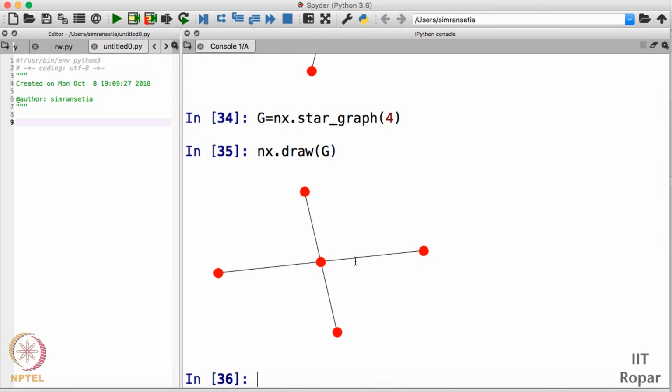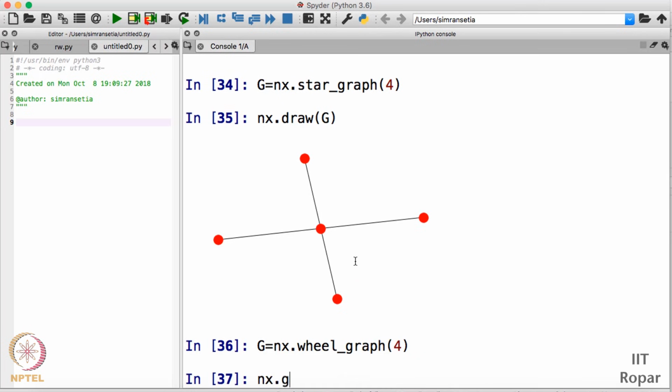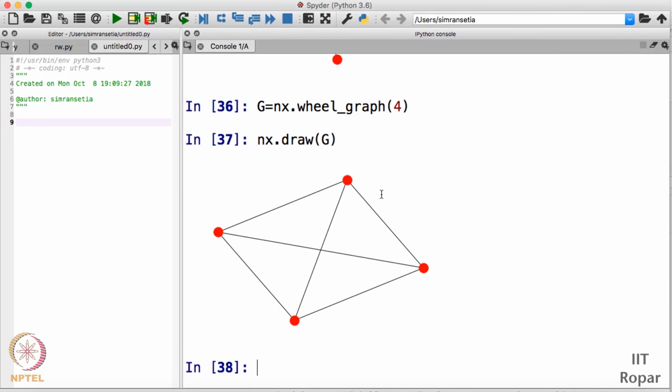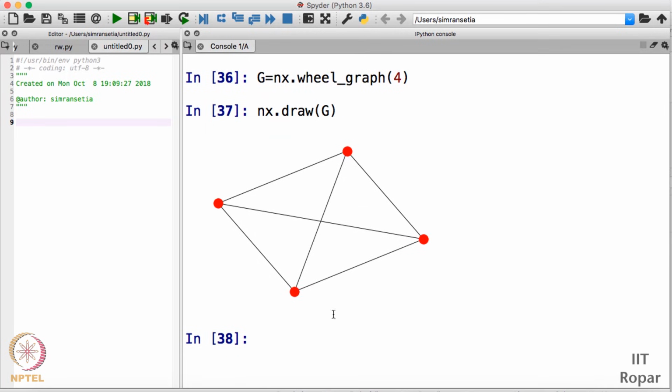So what we need to do next is we can draw a wheel graph also. So I'll just write G is equal to nx.wheel_graph, and you supply 1 parameter here again. So we will draw this graph. So we have a wheel sort of thing. It is basically a 4 node graph, and it looks like a complete graph also. So it is a complete graph. So next we will do it for 5 nodes, and let us see what happens.